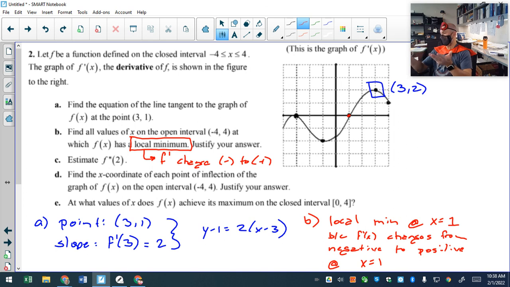And you don't have to explain why the derivative changes from negative to positive, because we're looking at the derivative graph. If we were looking at the second derivative or the original function or something like that, maybe then we have to go a little bit further with our explanation. Cool?